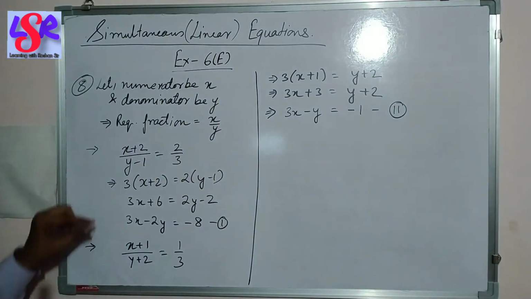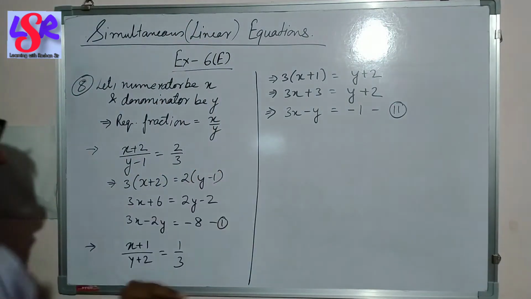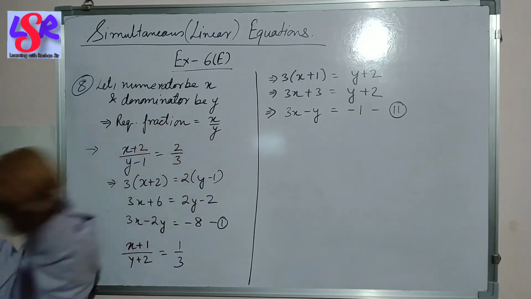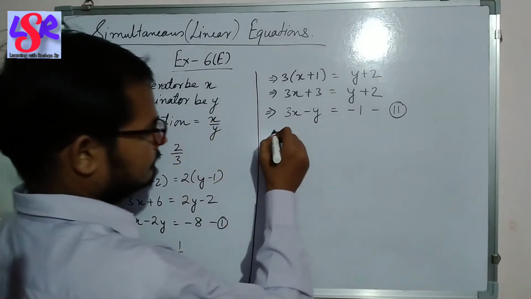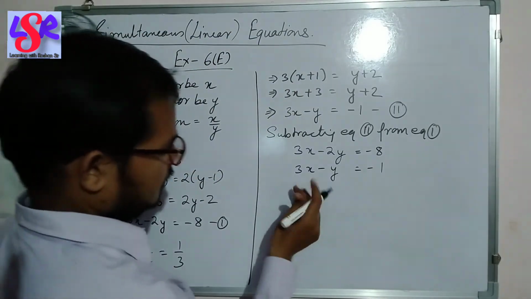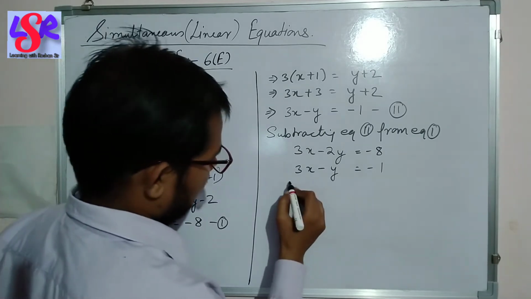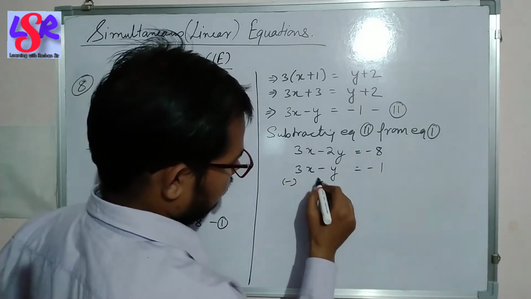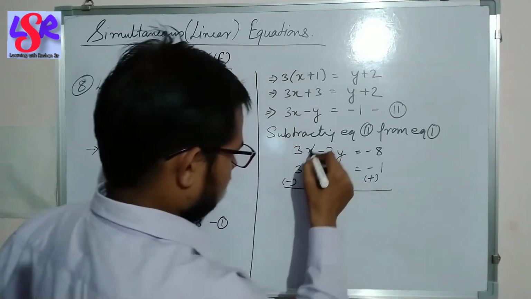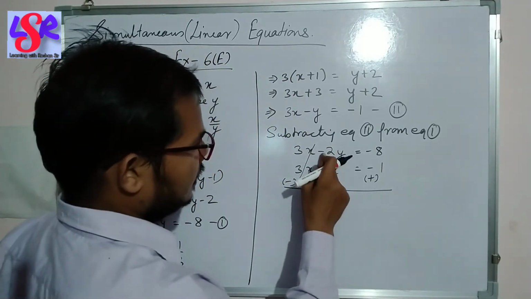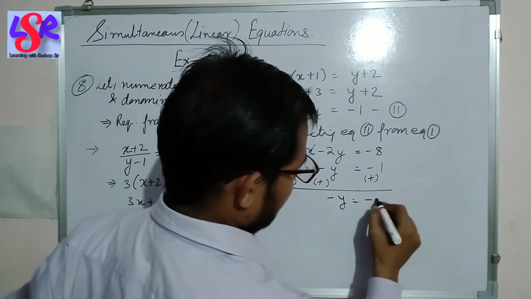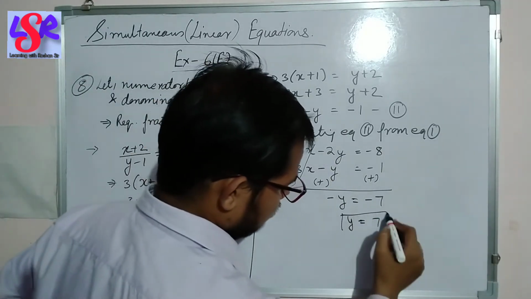Now we have to solve these two equations simultaneously. Here we see this one is 3x, this is also 3x, so we can directly subtract these two. So subtracting equation 2 from equation 1, we change the sign, and here we get minus, this one is positive, and this is also positive. Here we solve it, and minus and plus, and this will be minus y equals minus 7. So y equals 7.